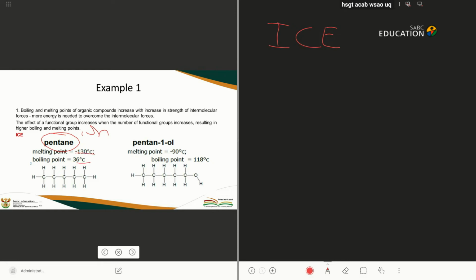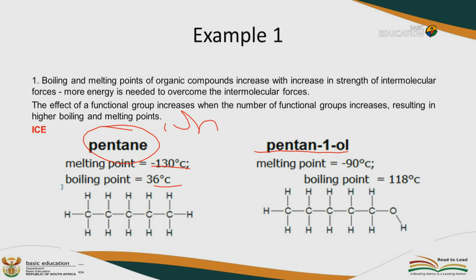Let's go to pentanol, which is now an alcohol with a hydrogen bond, that we said is the strongest intermolecular force. So what is going to happen? The melting point is minus 90 degrees. The boiling point is 118 degrees Celsius.